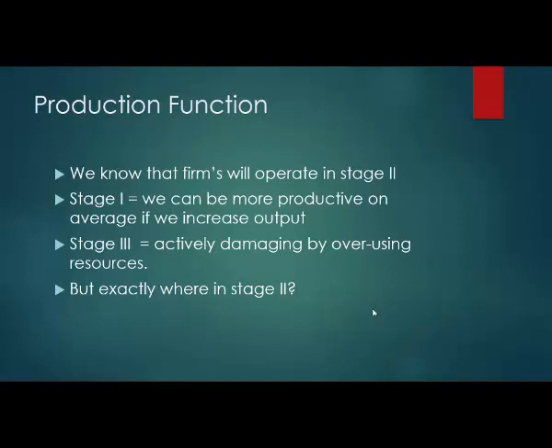We know that firms will operate in stage 2. In stage 1, we can be more productive on average by increasing our output. In stage 3, we're actually overusing our resources and actively damaging our output. And today we're going to study closely where exactly in stage 2 we're going to be producing, given the economics around us.